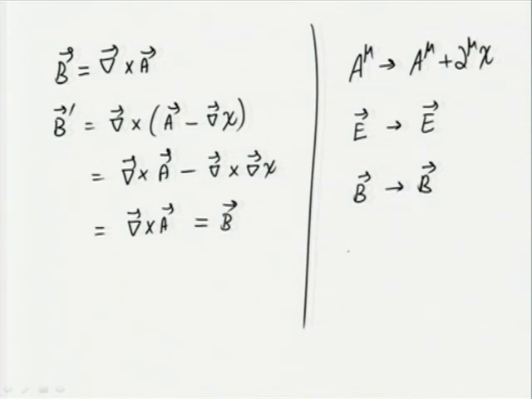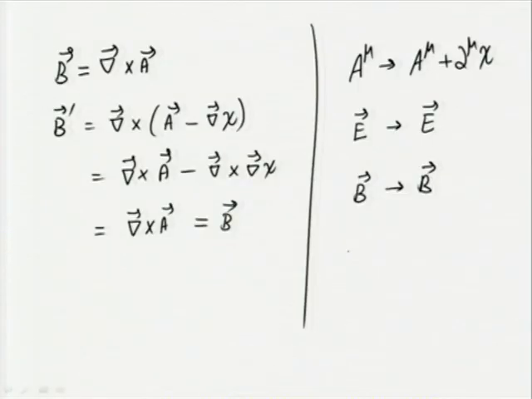You cannot change the different components of A mu independent of each other arbitrarily. If the change in A mu is in this fashion, that A mu goes to the original A mu plus a 4-gradient, or dou mu, of a scalar function, any scalar function denoted here by chi, then the physical electric and magnetic fields are not changed.